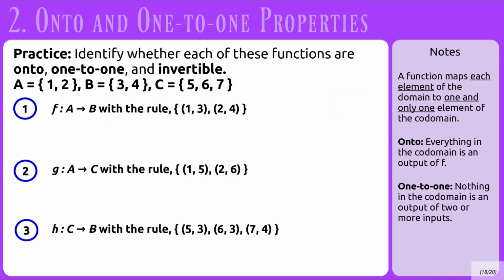Also, let's make sure you can identify these properties if we don't have the diagrams and just the rules. So given that A is the set that contains 1 and 2, B is the set that contains 3 and 4, and C is the set that contains 5, 6, and 7, identify whether each of the following functions are onto, one-to-one, or invertible. So, the first function, f from A to B, with the rule 1 to 3 and 2 to 4. The second function is g from A to C, with the rule 1 to 5 and 2 to 6. And the third function is h from C to B, with the rule 5 to 3, 6 to 3, and 7 to 4.